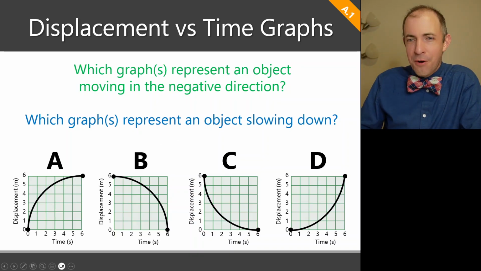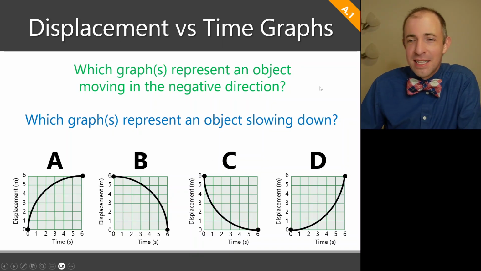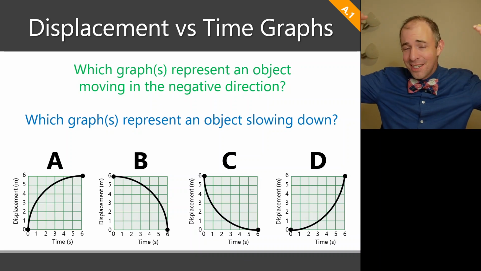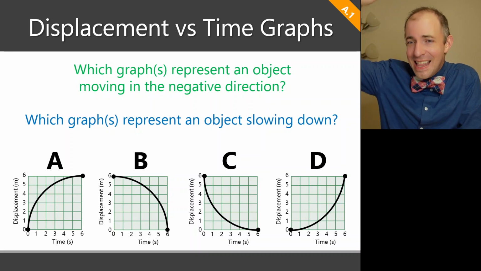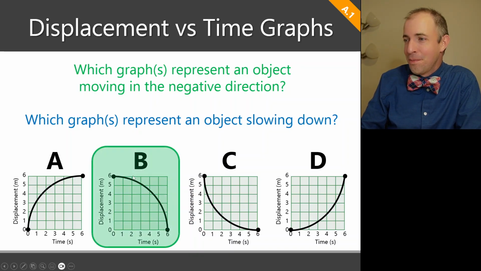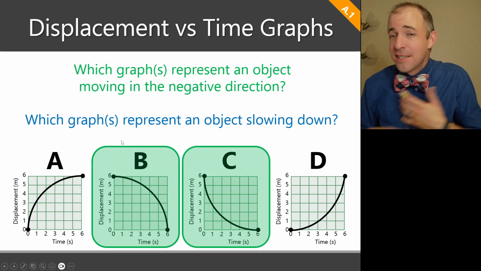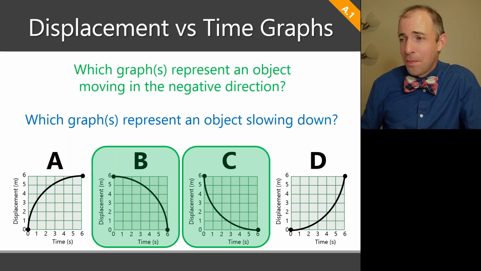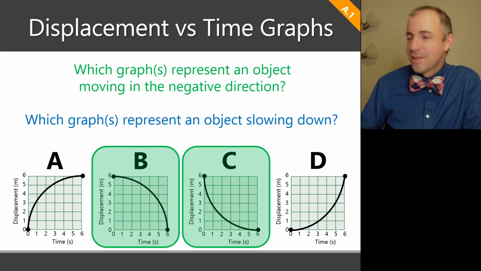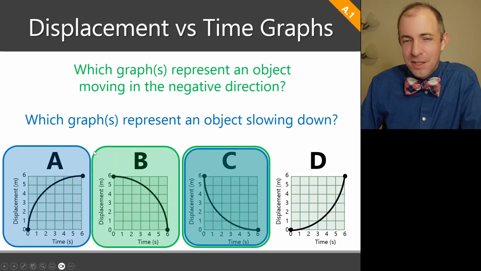If I gave you these 4 graphs, these are all accelerating or changing velocity. Which graphs represent an object that is moving in the negative direction? Well, we're looking for a graph that starts at a more positive displacement and then gets closer and closer to 0 or goes down. In that case, that would be both B and C. If I asked which graphs represent an object that is slowing down, now we're looking at slope. Speeding up was getting steeper, slowing down is leveling off. So both A and C are examples of an object that is slowing down.